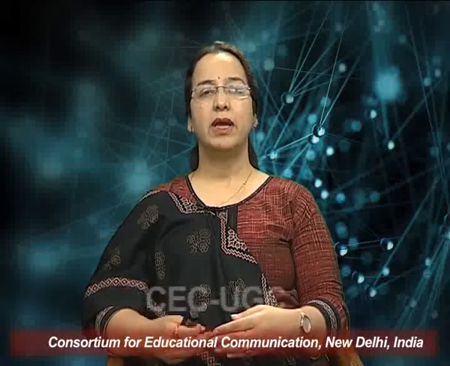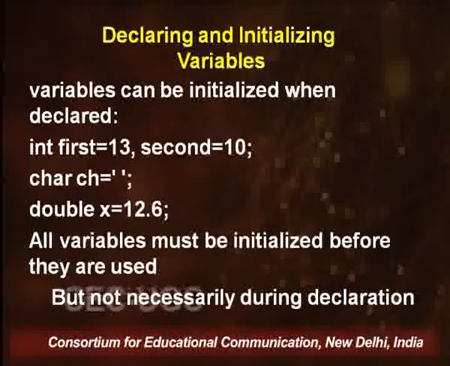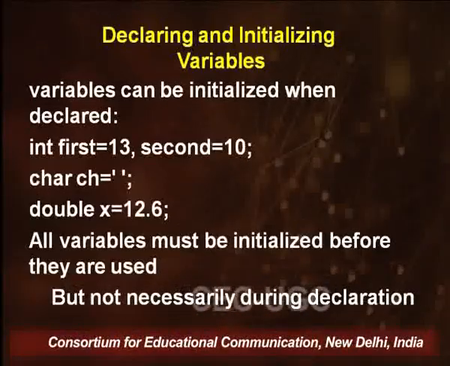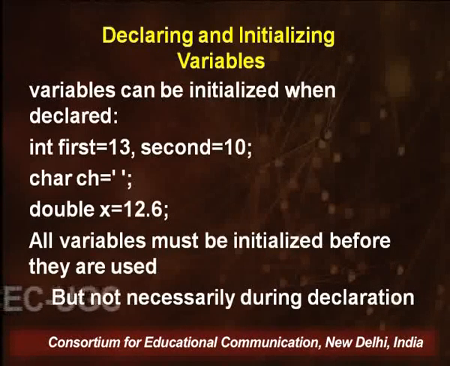So, variables can be initialized when we are declaring them, or they can be initialized at a later point of time. For example, int first = 13, second = 10. Basically these two variables are there, named first having value 13 and second having value 10, both of type integer. In character, we have declared a variable of data type char.